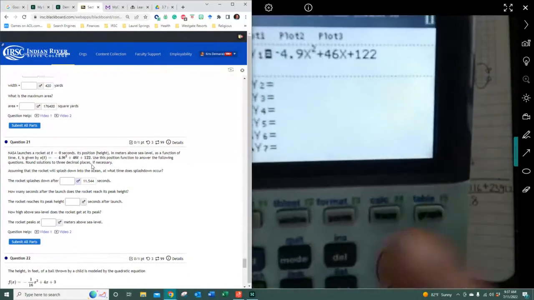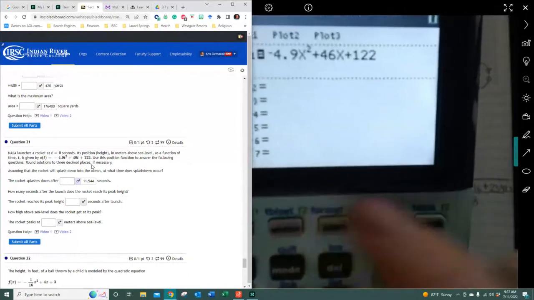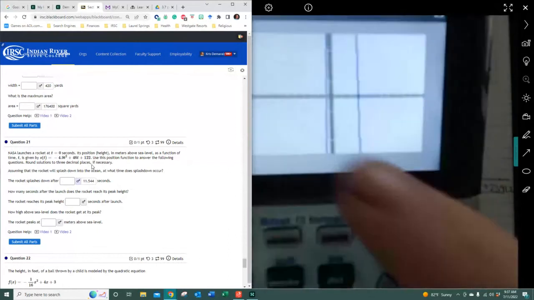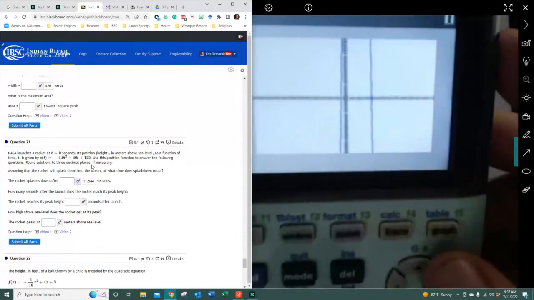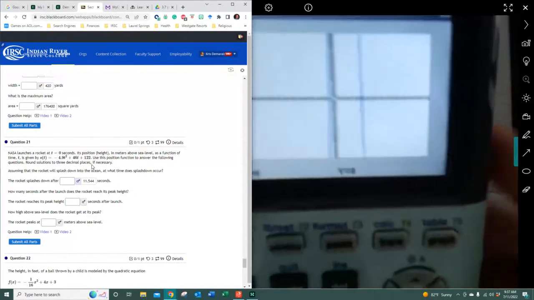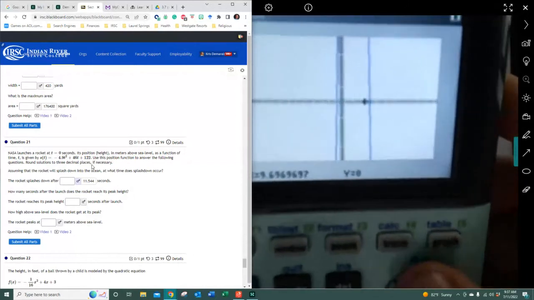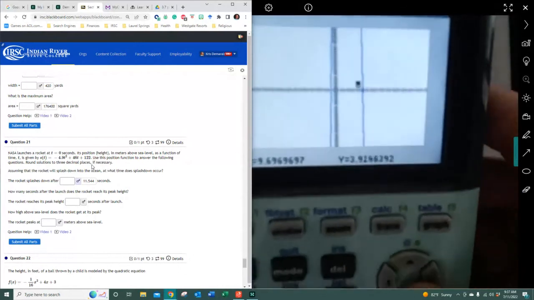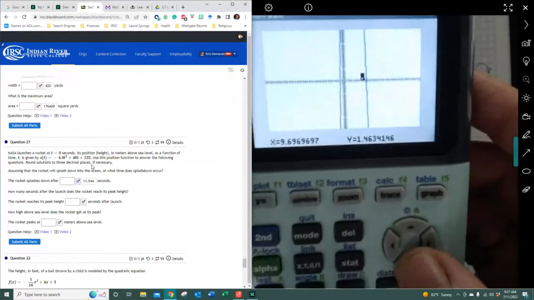So I just put it in here, okay? So then again, the graph. Now we want to zoom in. We don't want that negative one. We want the positive one. So if I go ahead and hit zoom box, Z box, I'm going to focus in on just this area right here. So I'm going to hit enter and I'm going to come down.